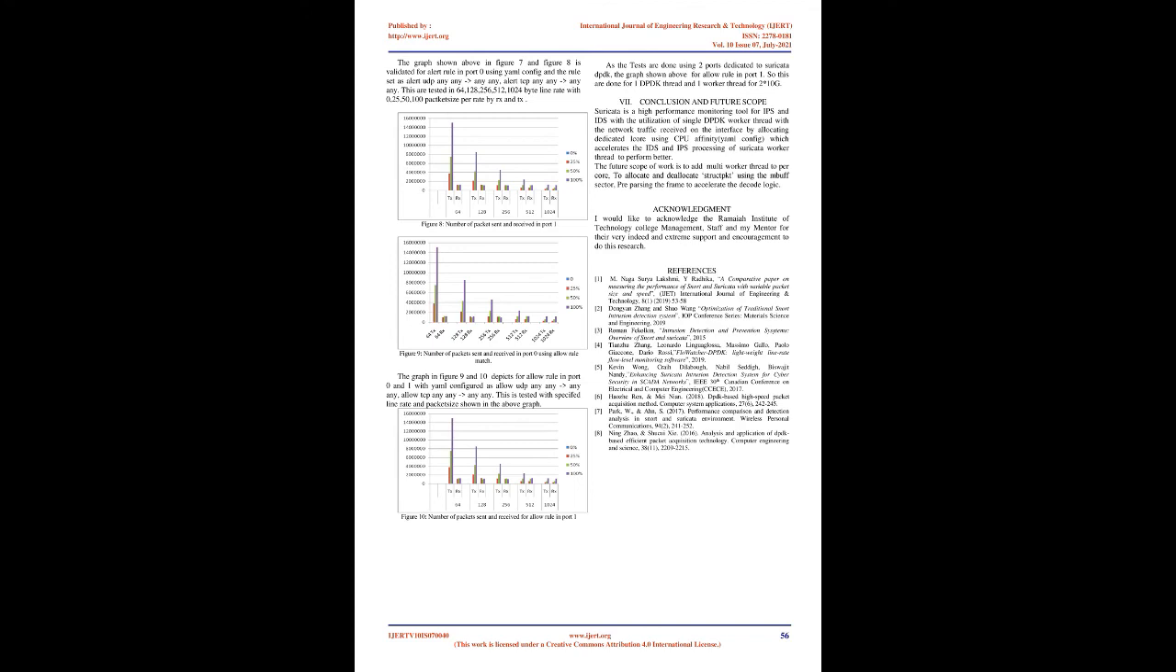Interface run on specified DPDK, then these packets are. The graph shown above in Figure 7 and Figure 8 is validated for alert rule in port 0 using YAML config and the rule set as alert UDP any, alert TCP any. These are tested in 64, 128, 256, 512, 1024 byte line rate with 0, 25, 50, 100 packet size per rate by RX and TX.